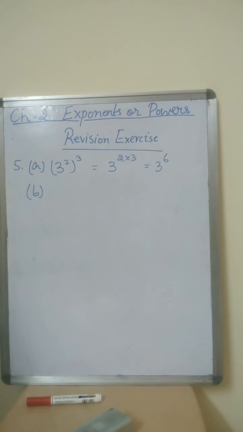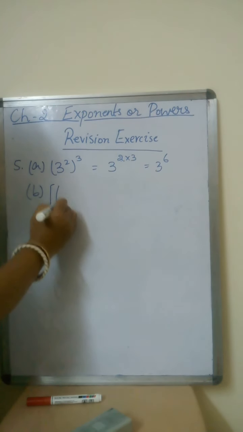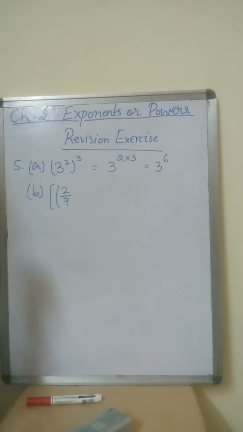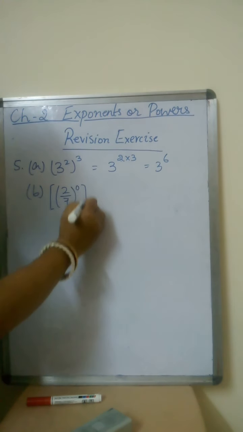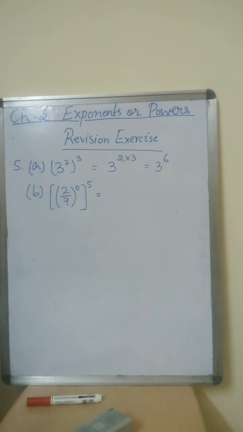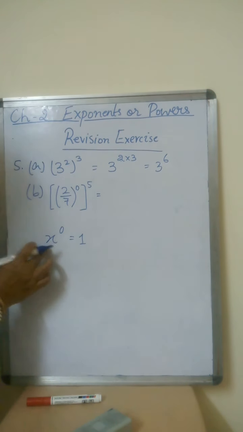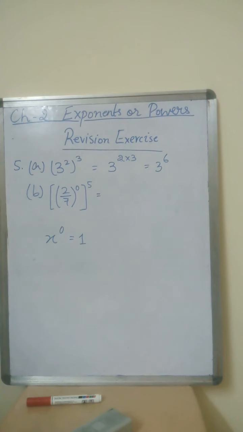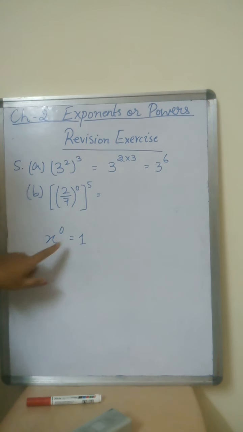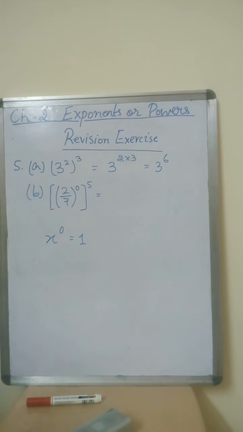Now next is 2 to the power 7, 0 to the power 5. Now you see here, there is a law which says that x to the power 0 is equal to 1, where x is a non-zero rational number. Okay, x cannot be 0. Wherever you have x to the power 0, it will be 1. But x should be a non-zero rational number.